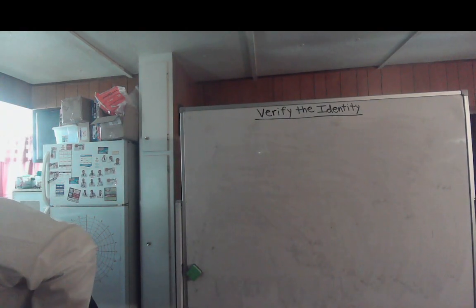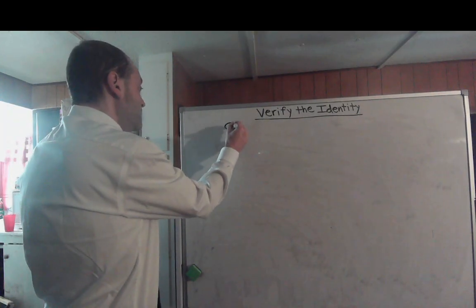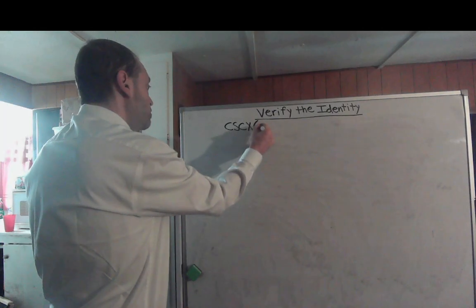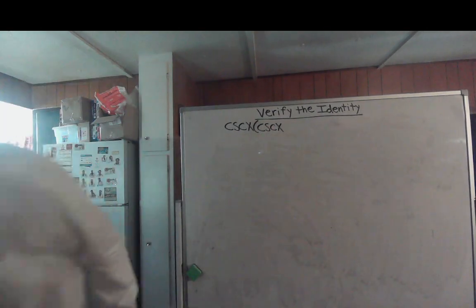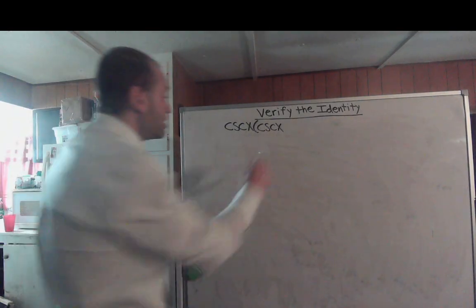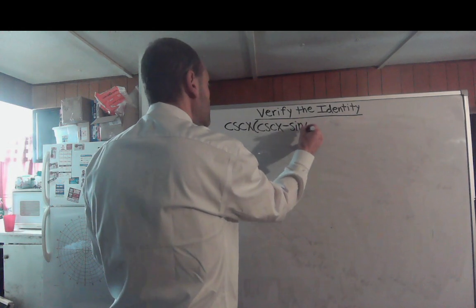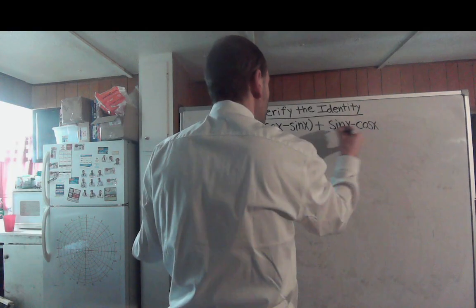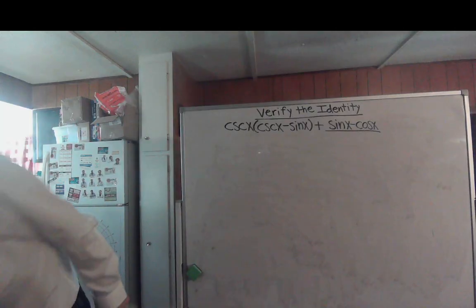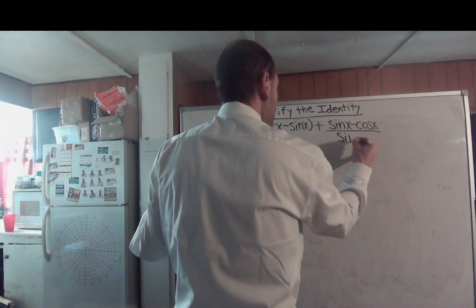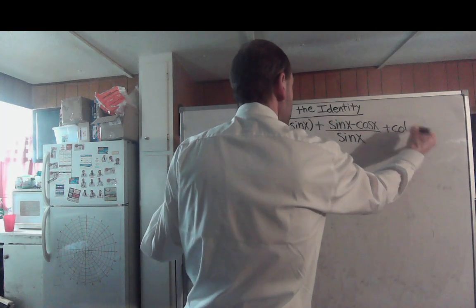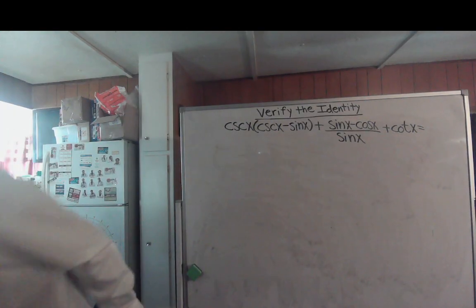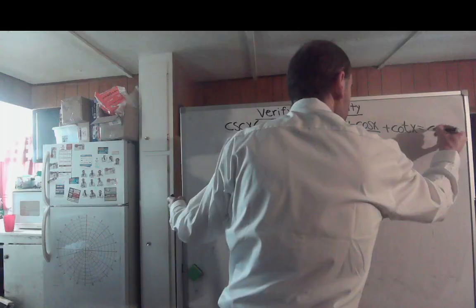All right. So we have cosecant of x times the quantity of the cosecant of x minus sine of x, plus the sine of x minus the cosine of x all over the sine of x plus the cotangent of x is equal to cosecant squared of x.